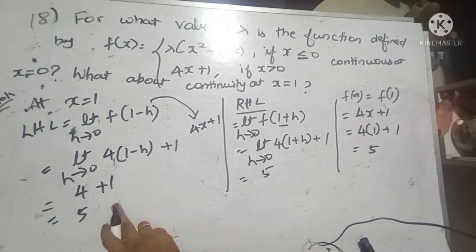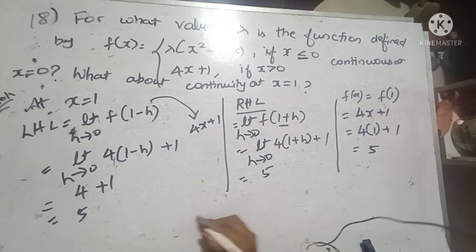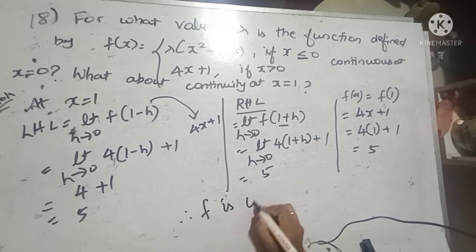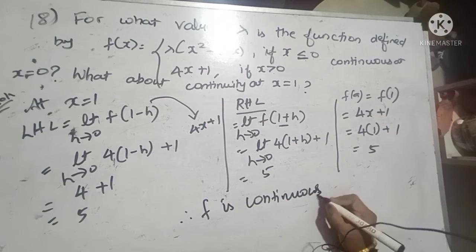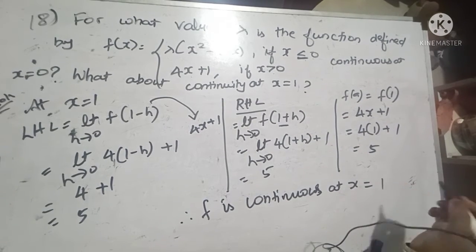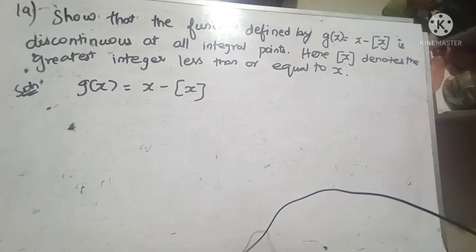So we can see left hand limit is equal to right hand limit is equal to image. Therefore f is continuous. F is continuous at x is equal to 1. So x equal to 1 the function is continuous, that is the conclusion. So this is the answer for sum number 18.